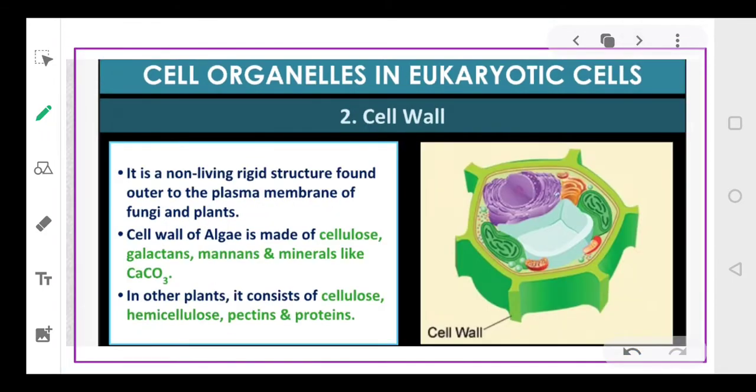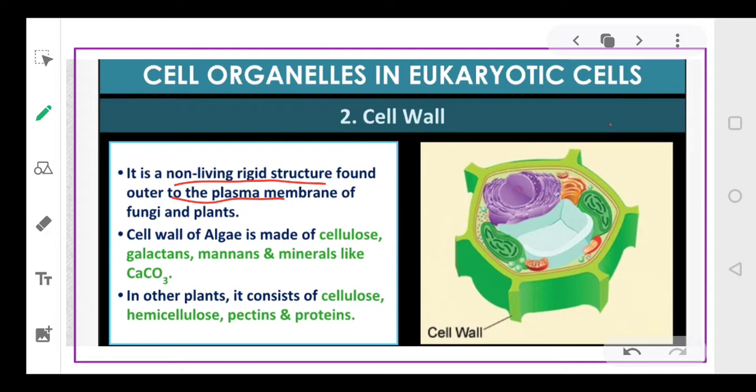The second component that we have is the cell wall. Cell wall is basically a non-living rigid structure that is found outer to the plasma membrane. First of all, everyone, just understand the cell wall is only present in the plant cell. It is absent in animal cells. It is present outer to the plasma membrane, so the outermost layer in plants is the cell wall, and then there is the plasma membrane.